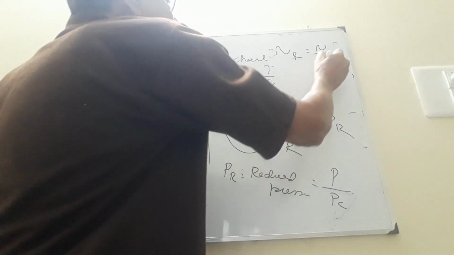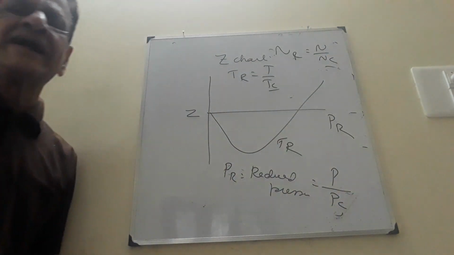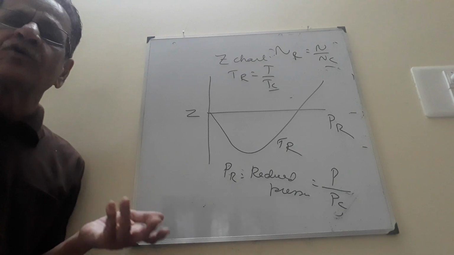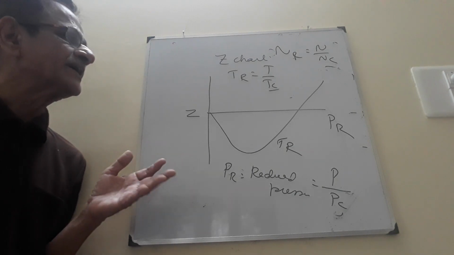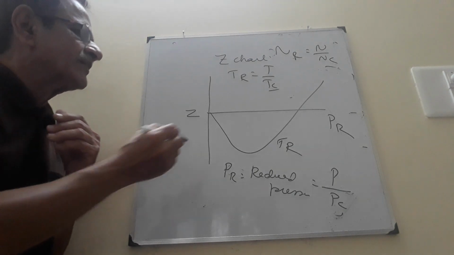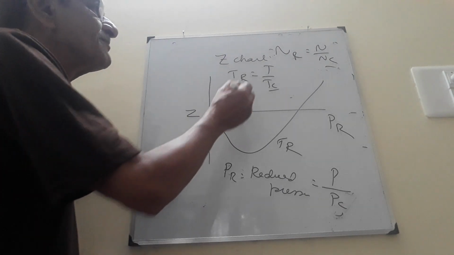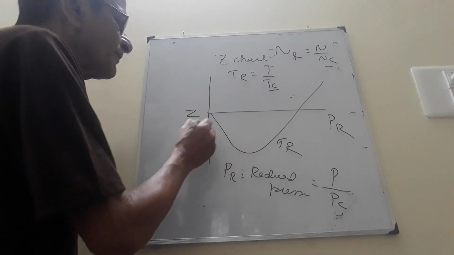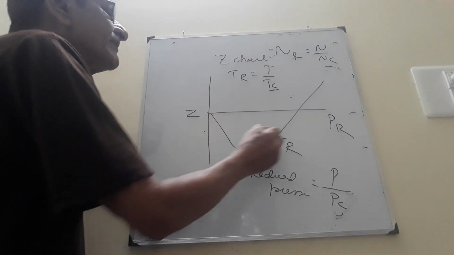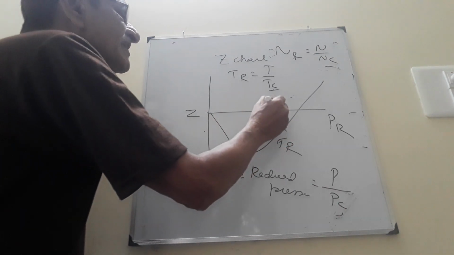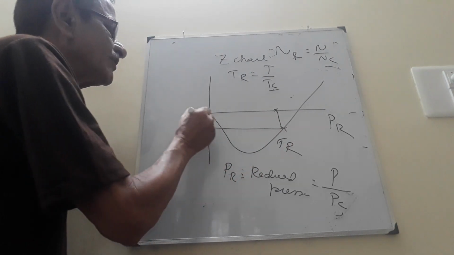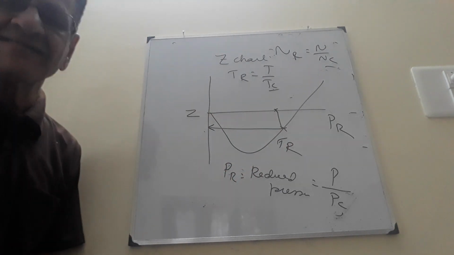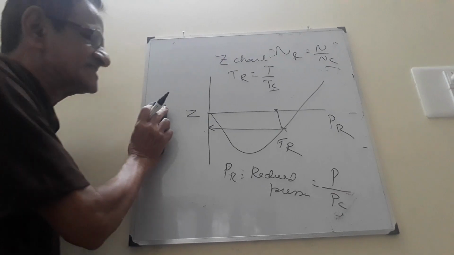Critical parameters TC, VC and PC are available in any standard book on chemical engineering. The chemical engineering handbook has them, or anywhere you get the values of critical parameters. So if you know the temperature and the critical temperature, and you know the pressure and the critical pressure, then you can read the value of Z from this chart. This chart is available for your consultation.